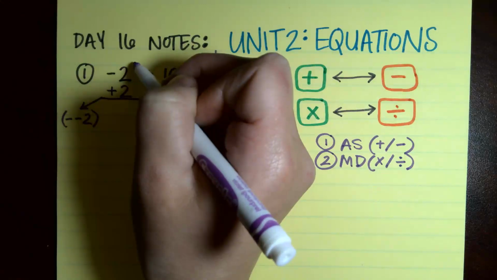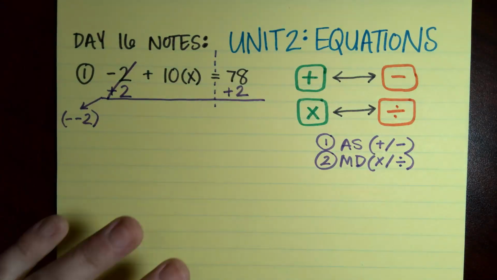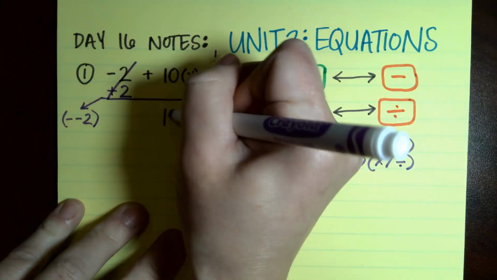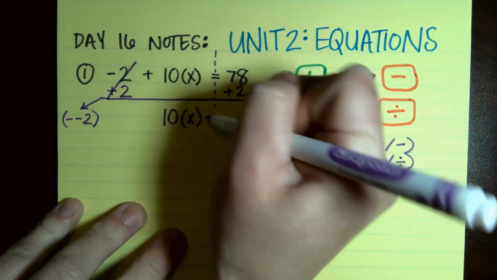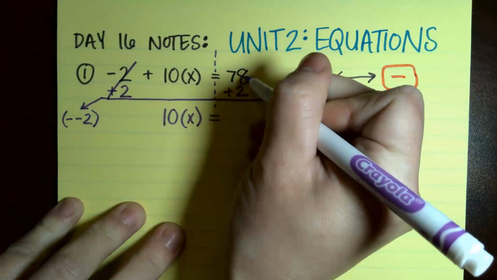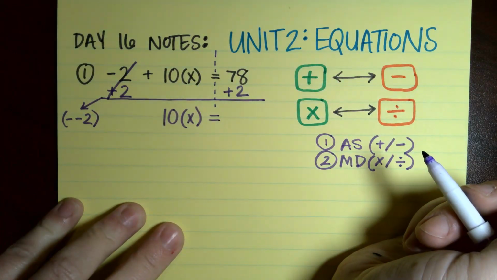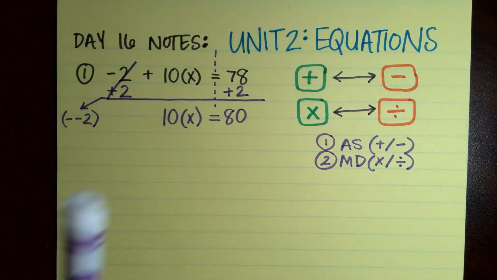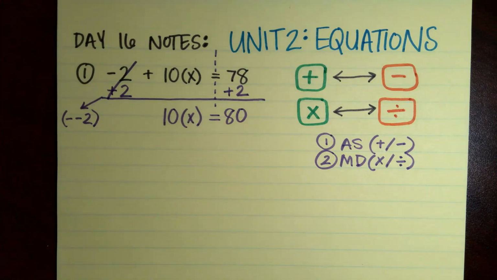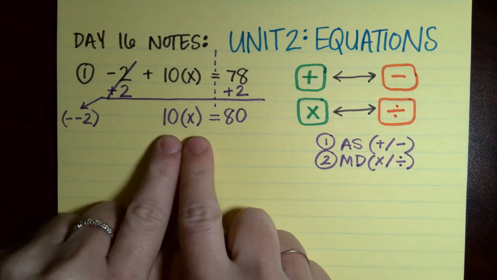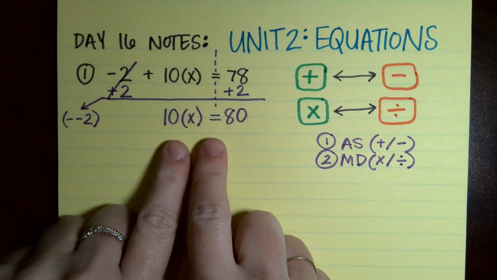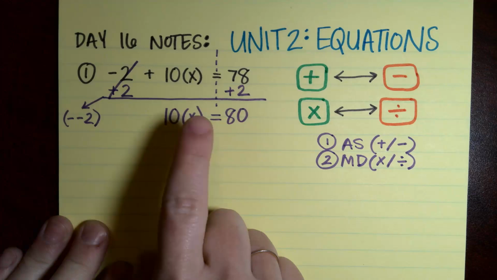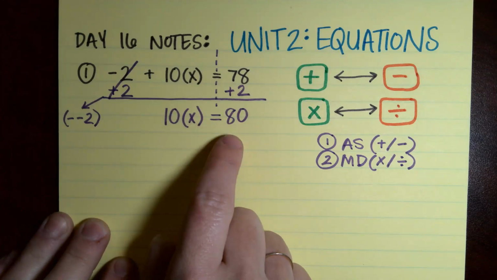They're going to cancel out. I'm going to just cross them off. Now I'm going to bring everything remaining down. I have 10 times x equals, what is 78 plus 2? 80. Okay, that was my first step. I added 2 to both sides. That's step 1. Now we have a whole new equation. Every time we do a step, I like to think of it as a whole new equation. I have 10 times x equals 80.